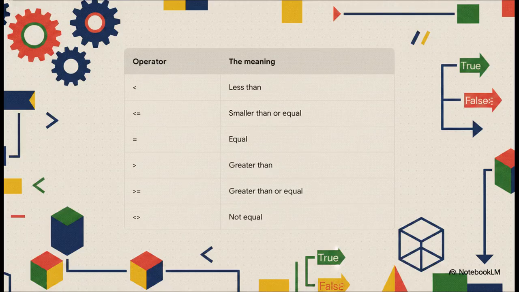And this table here perfectly shows the tools we use to build those questions. There are really just 6 fundamental comparison operators.